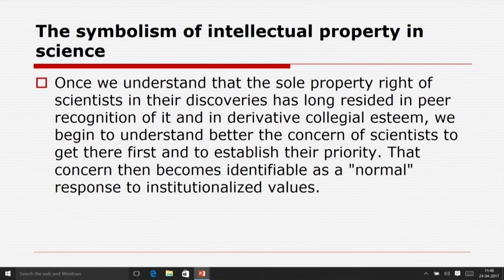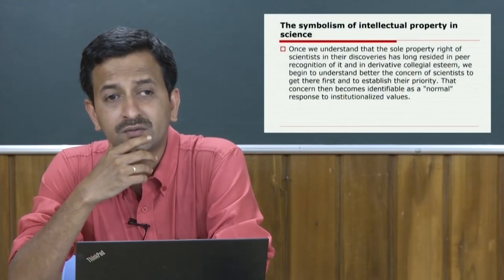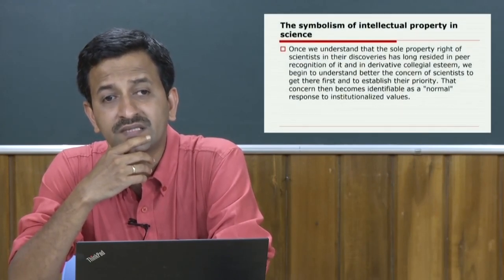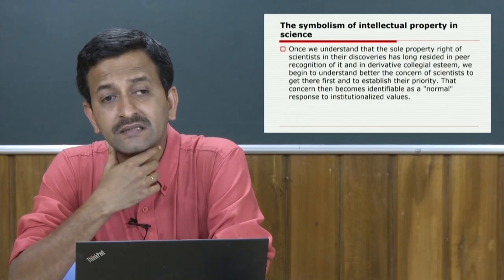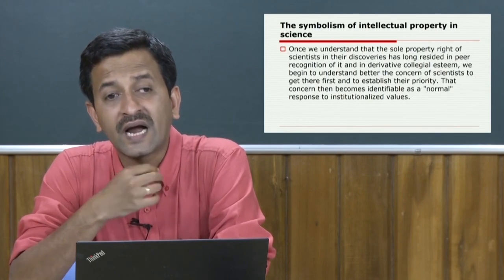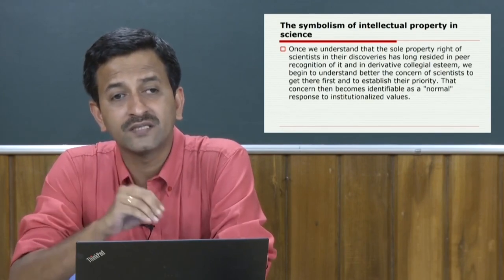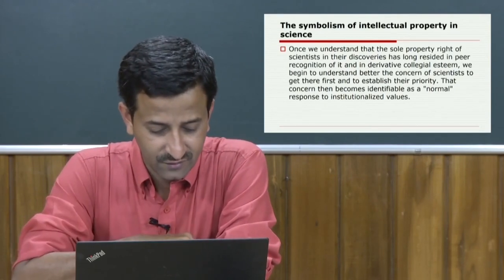Once we understand that the sole property right of scientists in their discoveries has long resided in peer recognition of it and in the derivative collegial system, we begin to understand better the concern of scientists to get there first and to establish their priority. That concern then becomes identifiable as a normal response to institutionalized values.